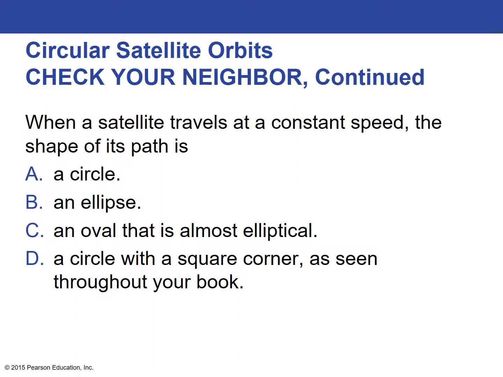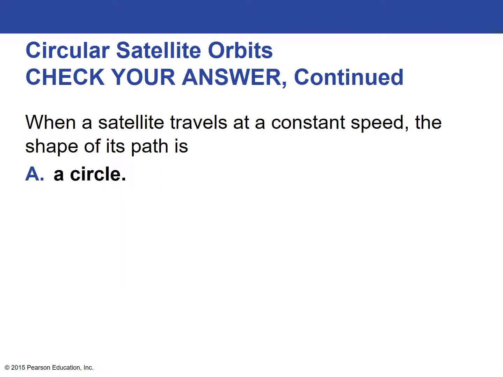Here's another question for you. When a satellite travels at a constant speed, what is the shape of its path? Is it circular? Is it elliptical? Is it an oval? Is it a circle with a square corner? Now, a satellite traveling at a constant speed will be in a circle.